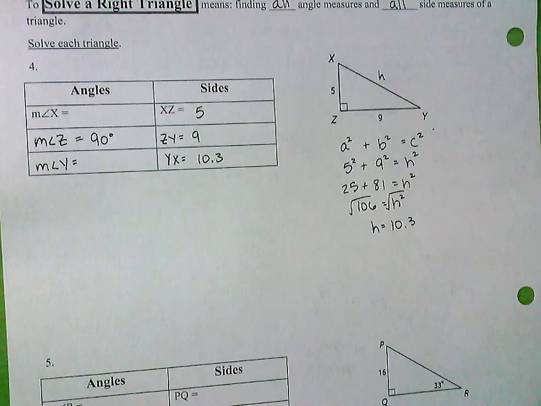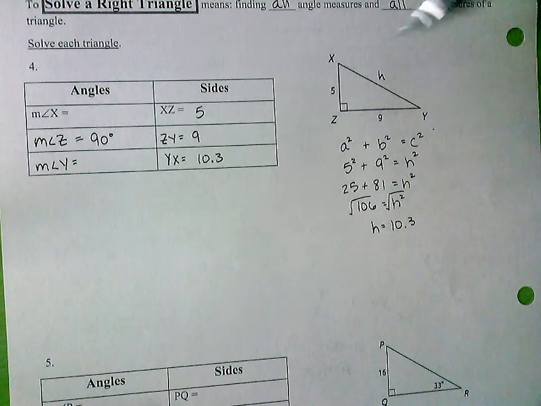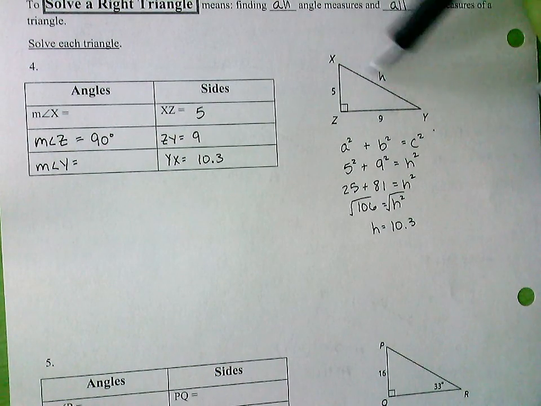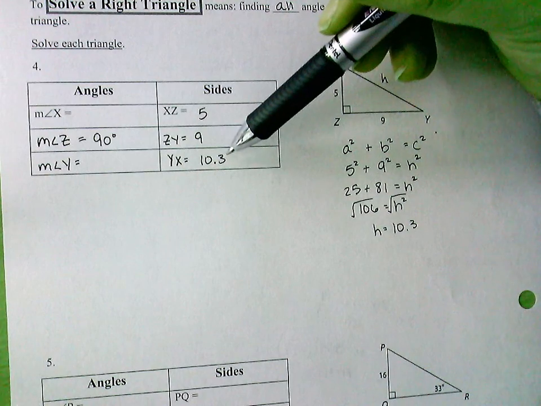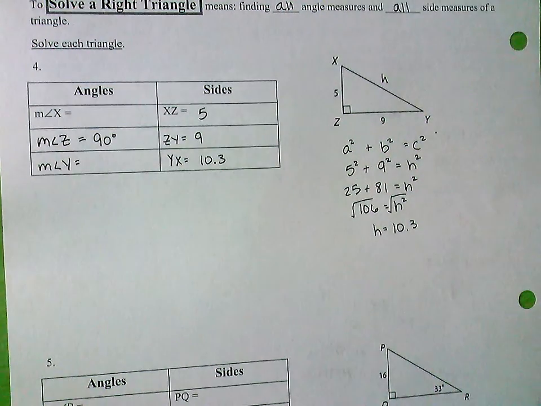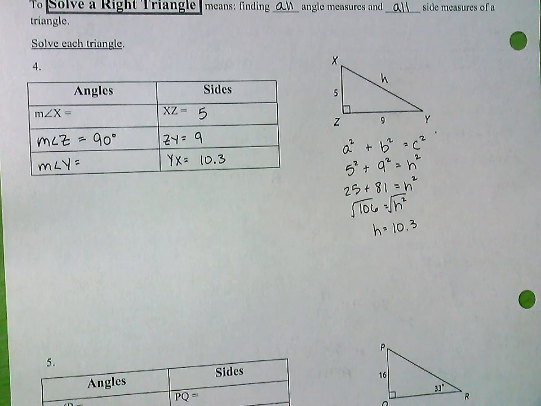Now when you're solving these, you do want to make sure your hypotenuse should be your longest side. Okay, 10.3 is my largest side. The other 2 are shorter. Now I have to find those other 2 angles. Okay, so I have to find angle x and angle y.